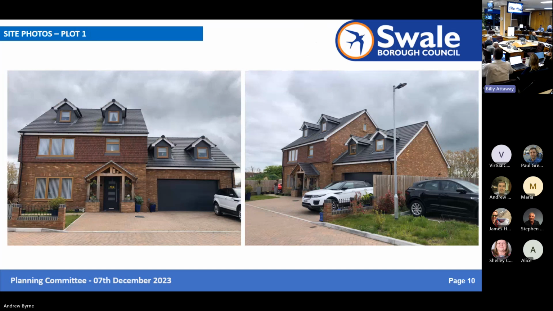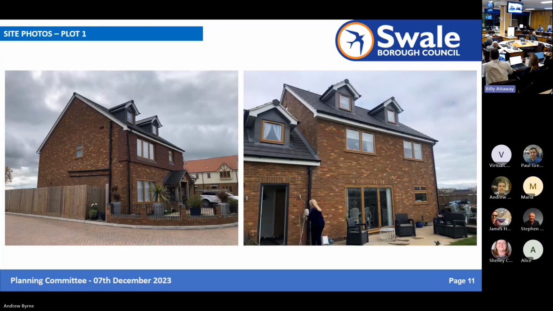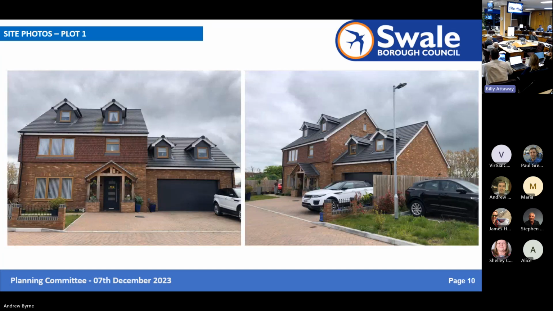That is the property at the moment. What I'll just quickly do is show you. So this was the property as it was originally constructed. And part of the reason that members refused the application for the changes were, as I said earlier, the sort of bland elevations that were created. So this cladding's been removed now and tile hanging's been reinstated. And the windows, which should have been oak effect windows, but were originally installed as UPVC windows, they have been changed to oak effect windows.